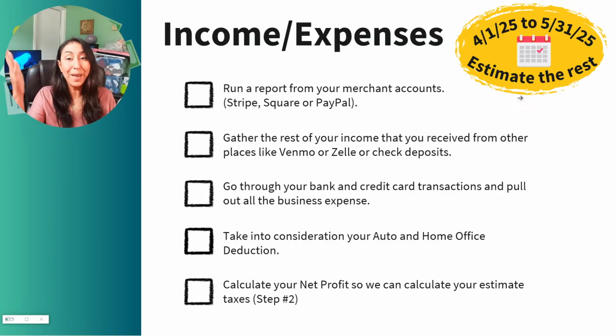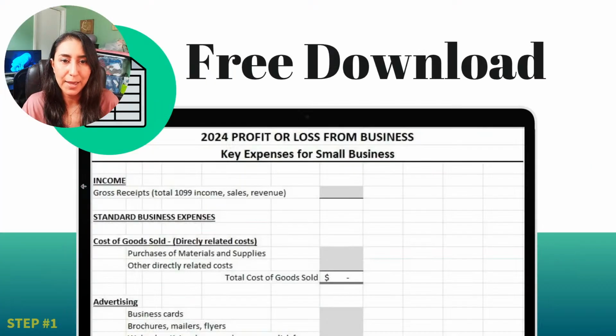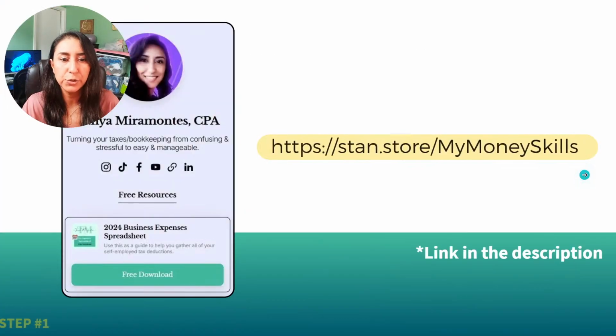Like I said, so go through your bank and credit card transactions also to pull out all your business expenses. Again, if you don't have accounting or bookkeeping software, you're gonna have to manually do this. Take into consideration your auto and home office deduction, because those are going to be different types of calculations that you can't just pull from your credit card statement. And like I said, you can get my free download. It'll help guide you with all that stuff.